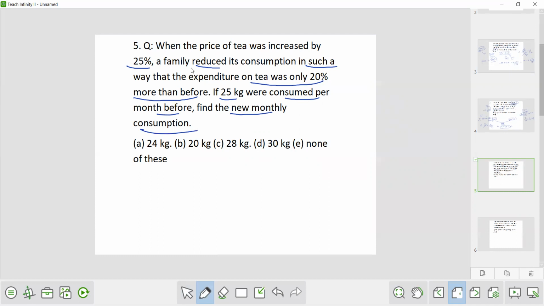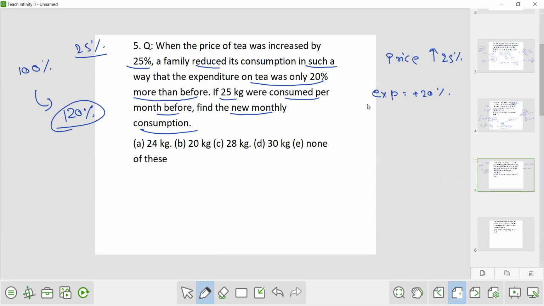So here what is given is that when the price increased by 25%, the family reduced its consumption in such a way that the expenditure on tea was only 20% more. So the change in expenditure is what? Plus 20%. That is, if the earlier expenditure was 100%, then when the price increased by 25%, the final expenditure became 20% more. So it became 120% of the earlier. Okay. Now the equivalent change is 20%.